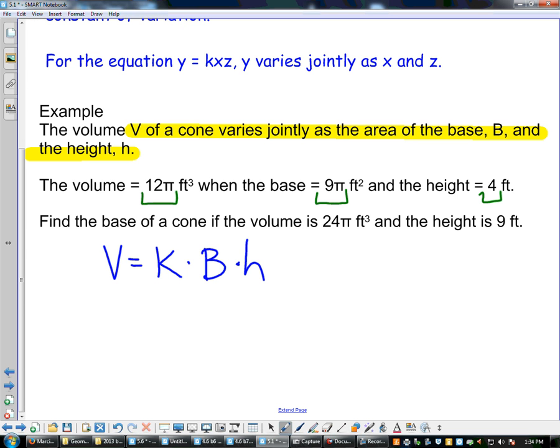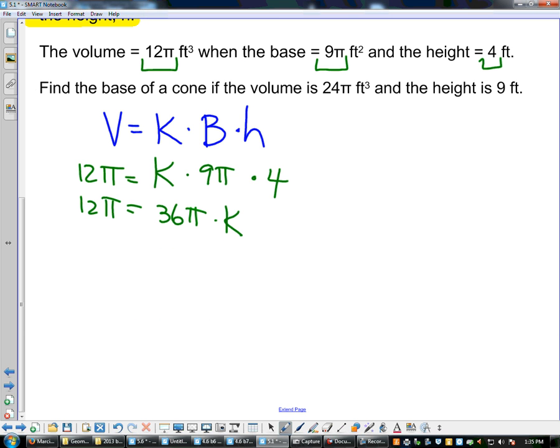So if we fill those in, we get 12 pi equals k times 9 pi times 4. 9 pi times 4 would be 36 pi times k equaling 12 pi. And we divide both sides by 36 pi to get k by itself. And over here we see that the pi's divide out and 12 goes into 12 once and 36 three times. So we get a k value that is equal to 1/3.